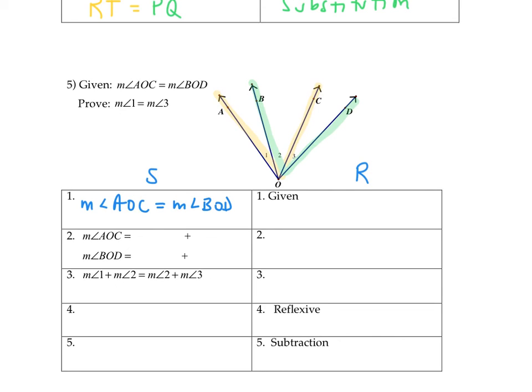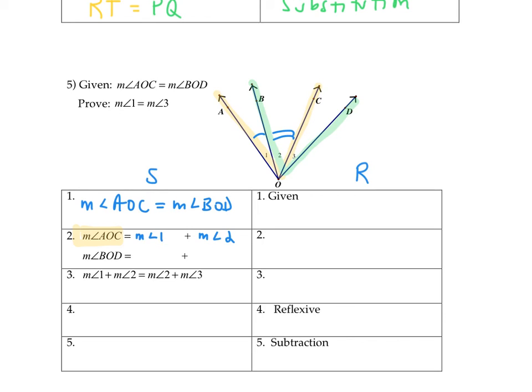In line 2, we're going to talk about what angles make up each of these two big angles. So AOC, and just a reminder, it's the yellow highlighted angle at the top there. It's made up of the sum of two angles, angle 1 plus angle 2 in the center. So you have the measure of angle 1 plus the measure of angle 2.